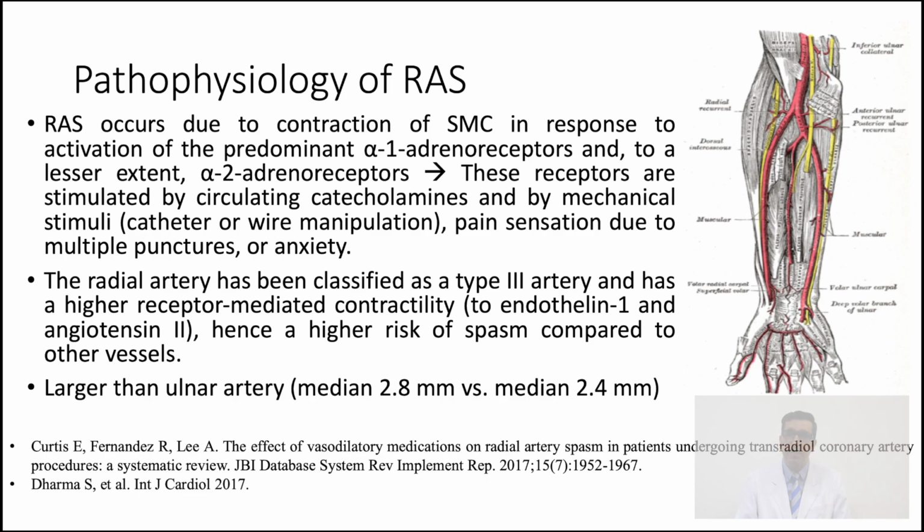The radial artery is classified as a type 3 artery with a higher receptor-mediated contractility, hence a higher risk of spasm compared to other arteries. And we have shown that the radial artery is larger than the ulnar artery.